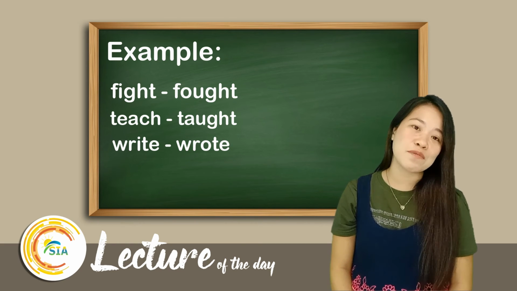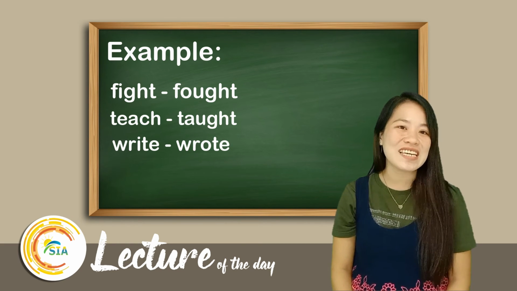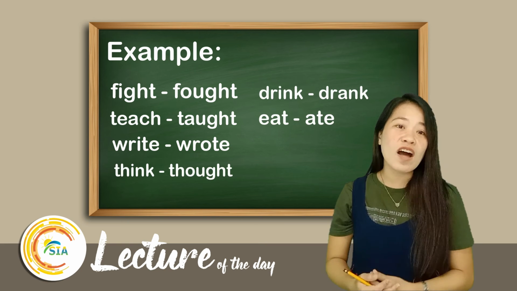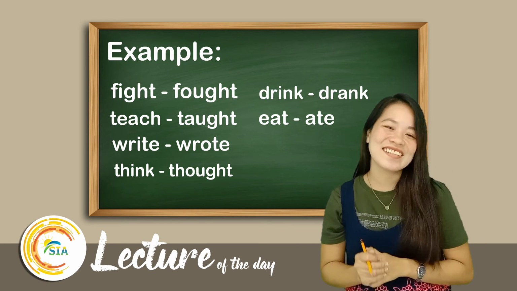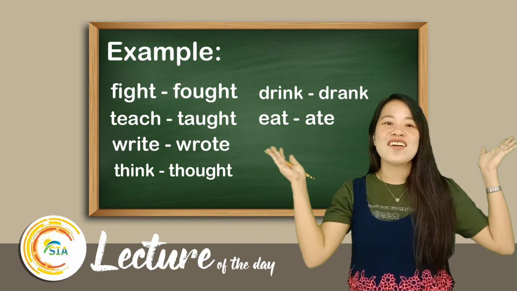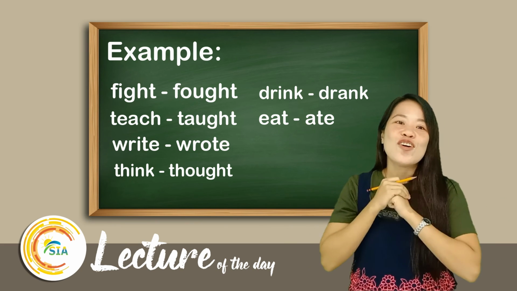And we have also write. Simple past of write is wrote. That's W-R-O-T-E. And there are a lot more simple past irregular verbs. Okay, so you can see here, there are a lot. So I hope you got it.